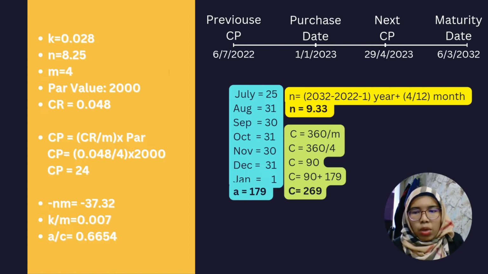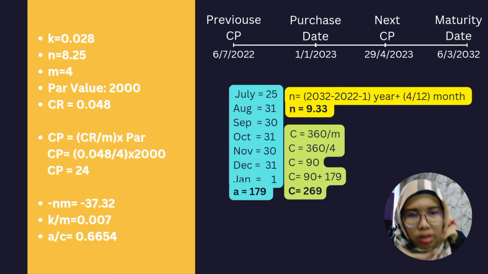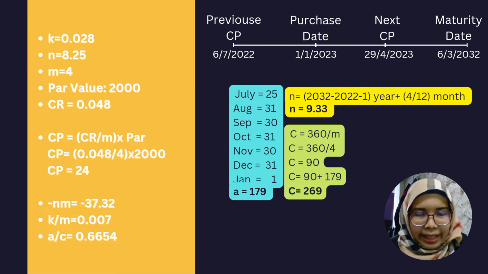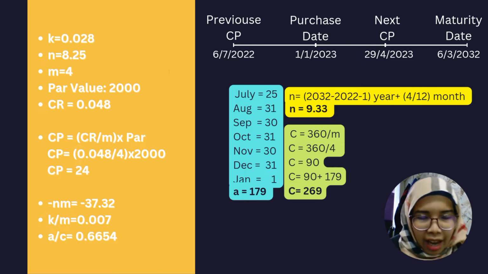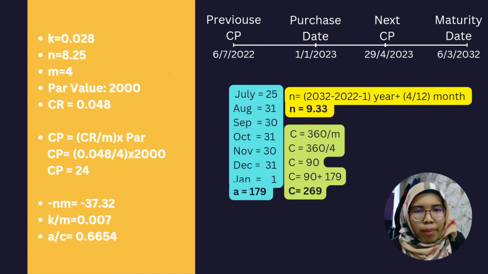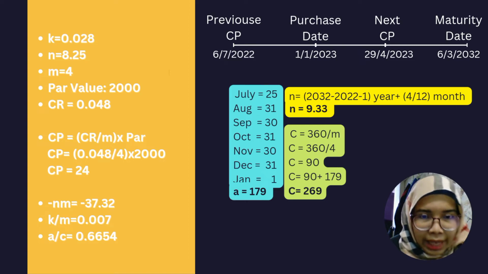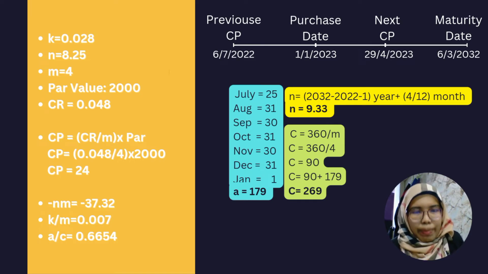A per C is equal to 0.6654. So how to get A? A is the period from purchase date until previous CP, and it must be in days. So we calculate, and we got 179 for A in days. And C must be in days, and the period is from previous CP until next CP.